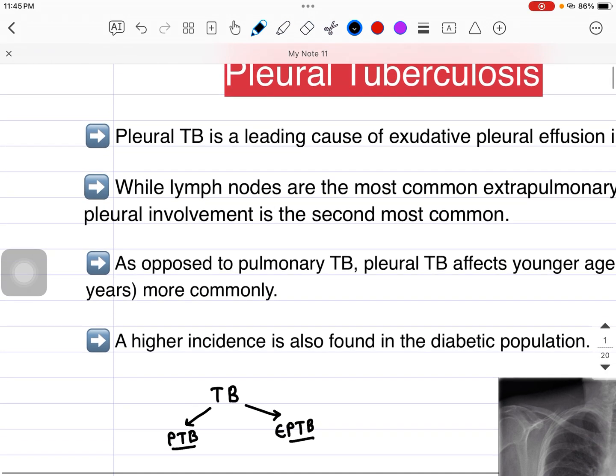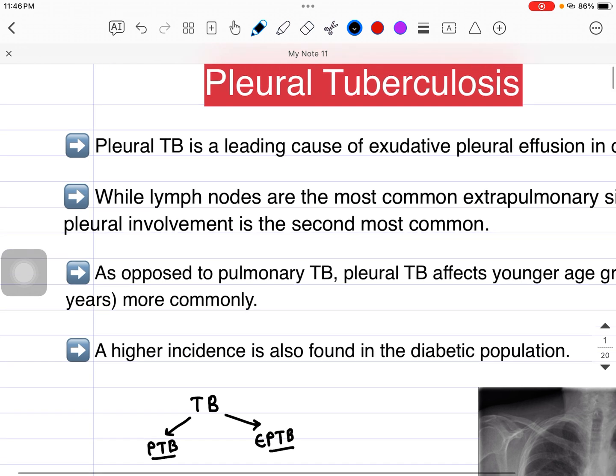Now let me come to pleural tuberculosis. Pleural tuberculosis comes under extrapulmonary TB, which means outside the lungs. We know that the pleura covers the outer layer of the lung, so it is outside the lung. If somebody has pleural tuberculosis, we will not call that pulmonary tuberculosis. Rather, it comes under the category of extrapulmonary tuberculosis, that is EPTB. That is the first point I wanted to highlight.